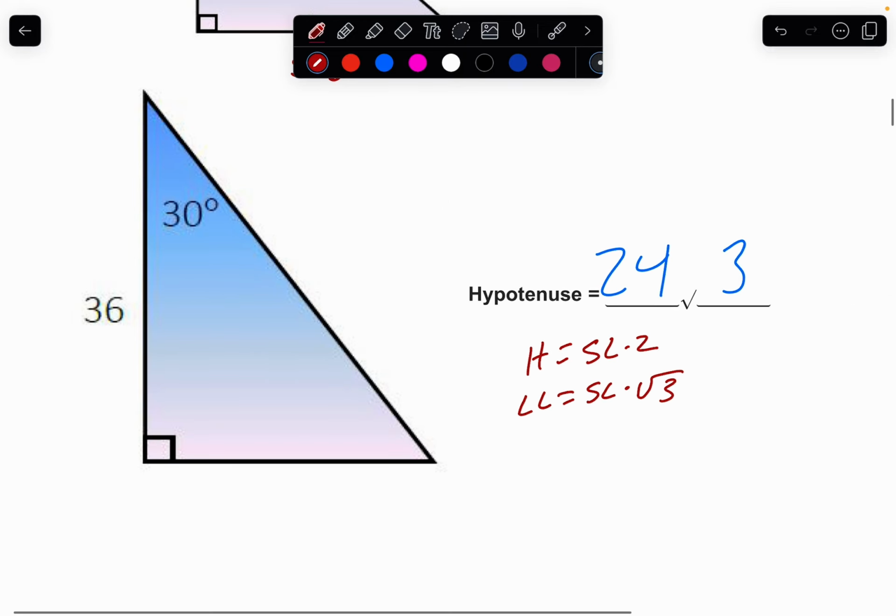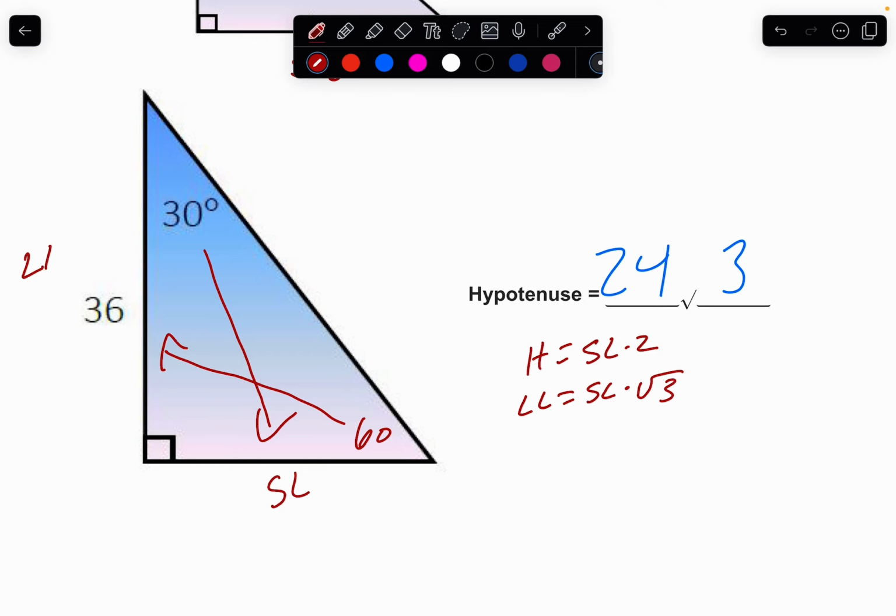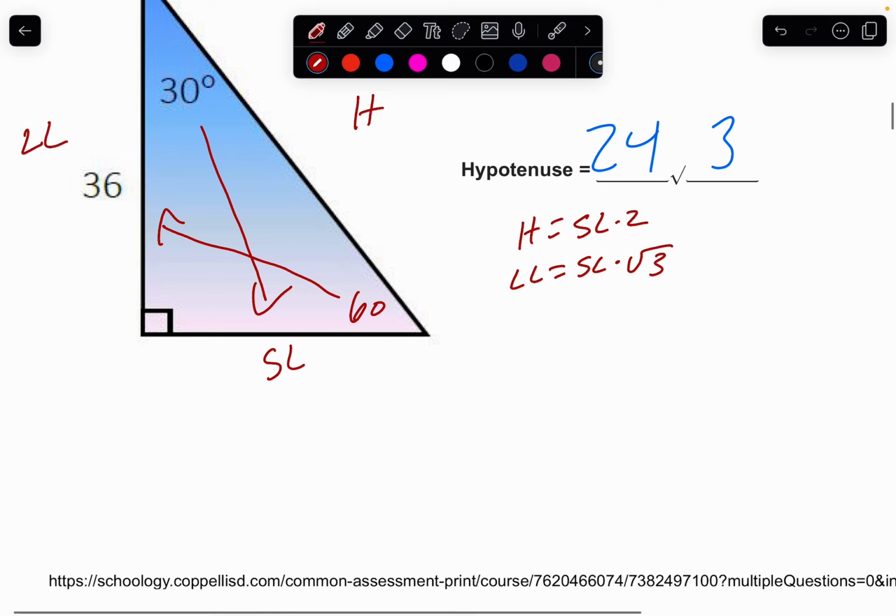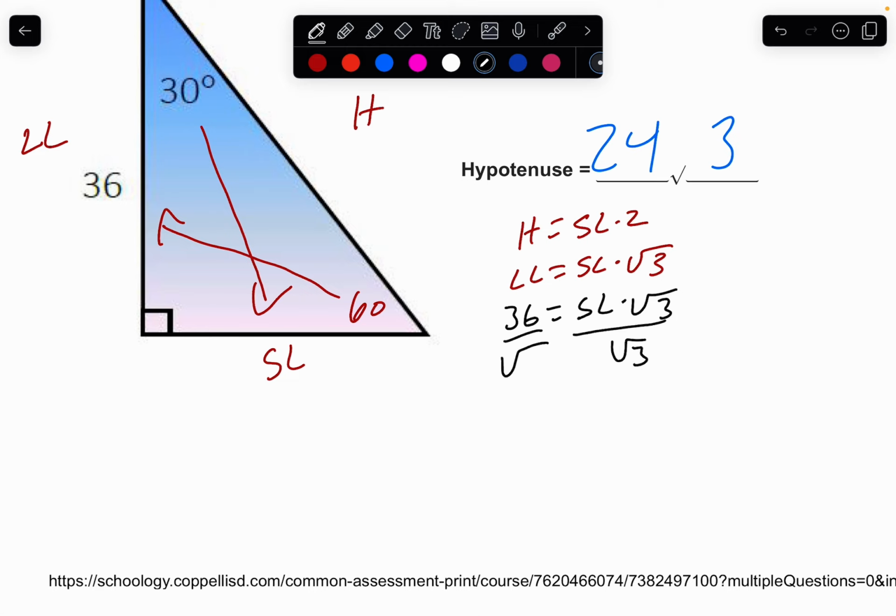You need to know which side is which. Well, the side across from 30 will be your short leg. The side across from 60 is your long leg, and then the side across from 90 is your hypotenuse. So we know the long leg. So using the long leg formula, we know that the long leg equals the short leg times root 3. Well, how do you undo times root 3? You divide off the root 3.